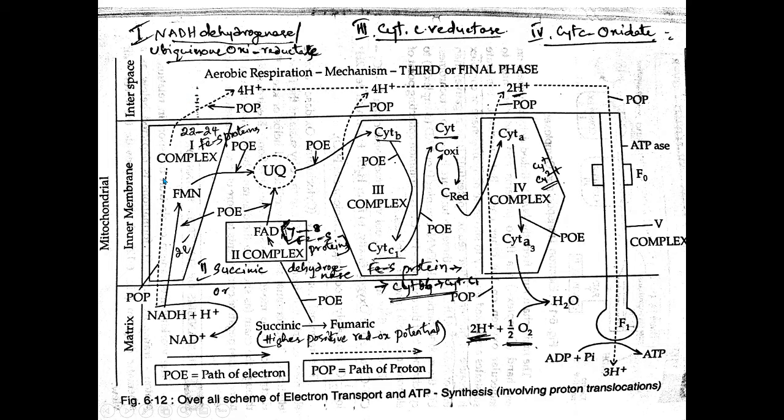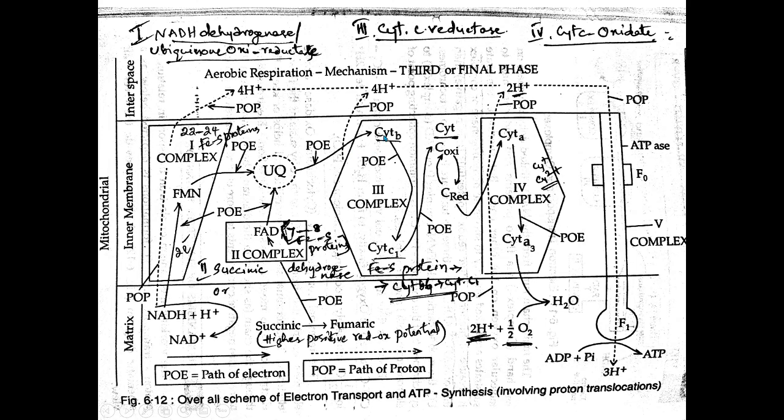Now, the flow of electrons through complex 3 is linked to the Q cycle. From complex 1 they are moving to complex 3. So the flow of electrons through complex 3 is linked to the ubiquinone cycle. After accepting the electrons it is in reduced form, ubiquinol. This reduced form again loses electrons, and these electrons are transferred to cytochrome B of complex 3.